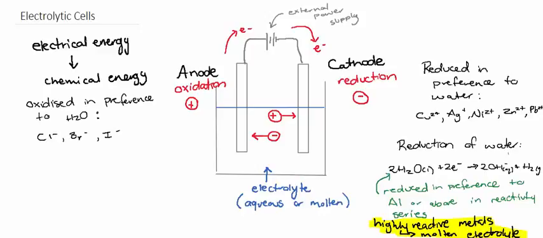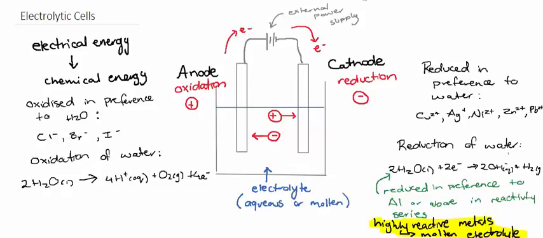Ions such as chloride, bromide and iodide will all be oxidized in preference to water, which means that they can be oxidized using an aqueous electrolyte. If water is oxidized at the anode, oxygen gas and hydrogen ions are formed.